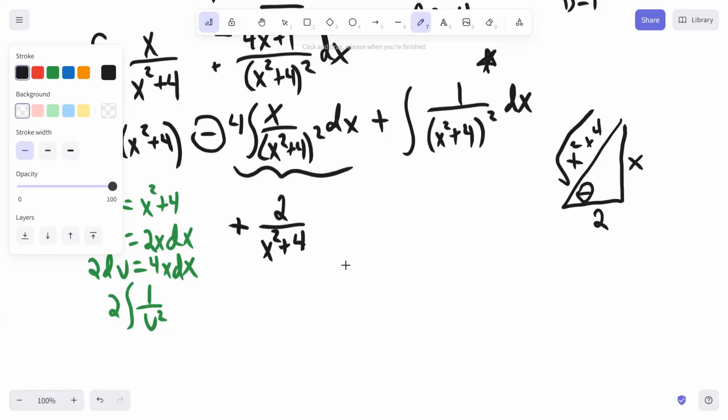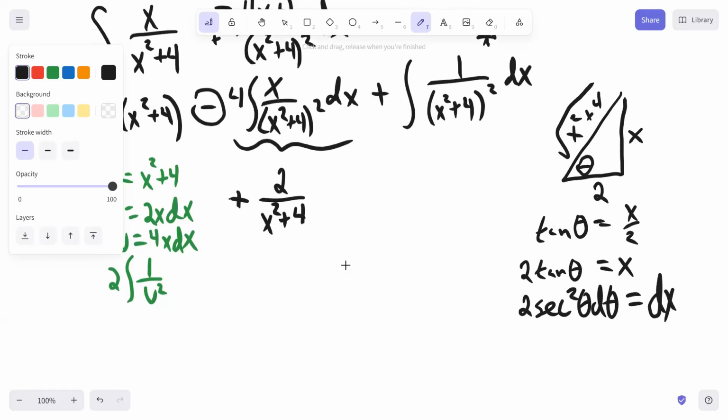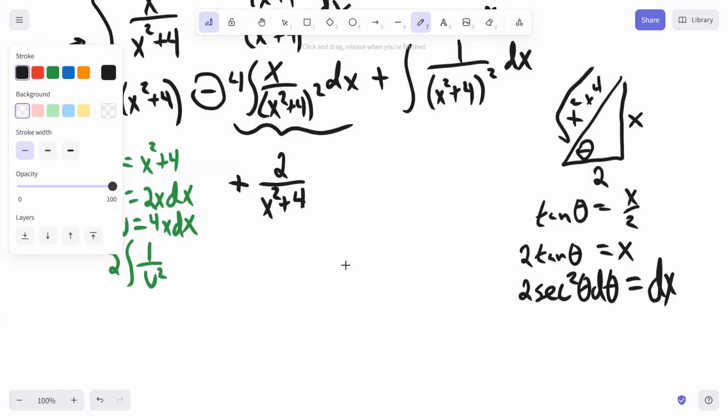If our reference angle here is theta, then tangent theta equals x over 2, and then 2 tangent theta equals x. If I differentiate, I'd have 2 secant squared theta d theta equals dx. That takes care of substituting the dx, but I need to substitute the square root of x squared plus 4.